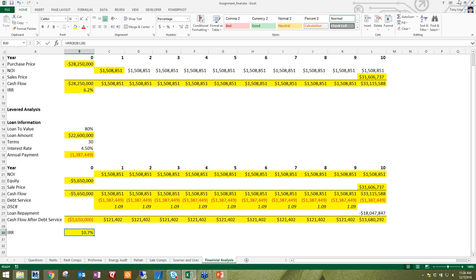So this basically is saying that your levered return will be greater than your unlevered return, right? You get 6.2% from an IRR perspective unlevered, and then if you put debt on it, 80% debt, you'll get 10.7%, right? So it's a better return. But it's a better return and you have less money out of your pocket, but in the end you get less money in your pocket too, right?